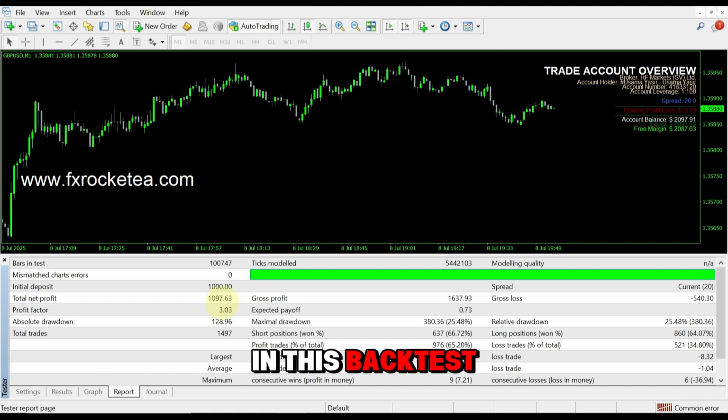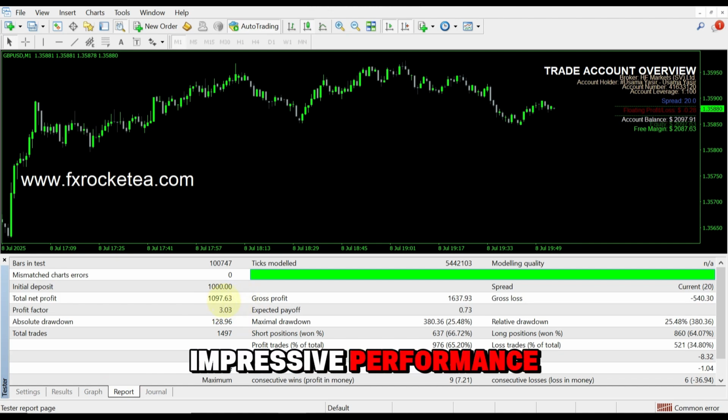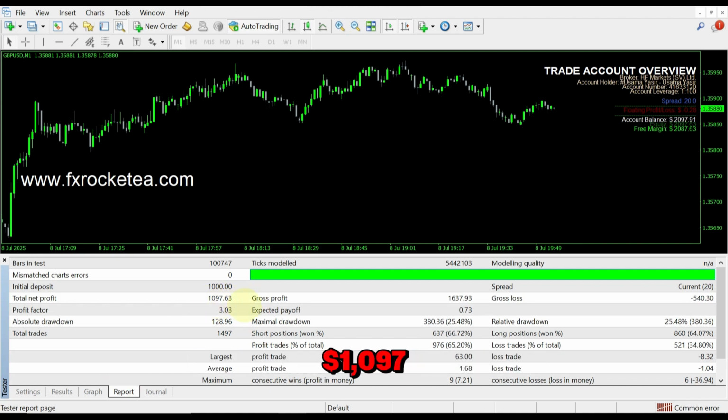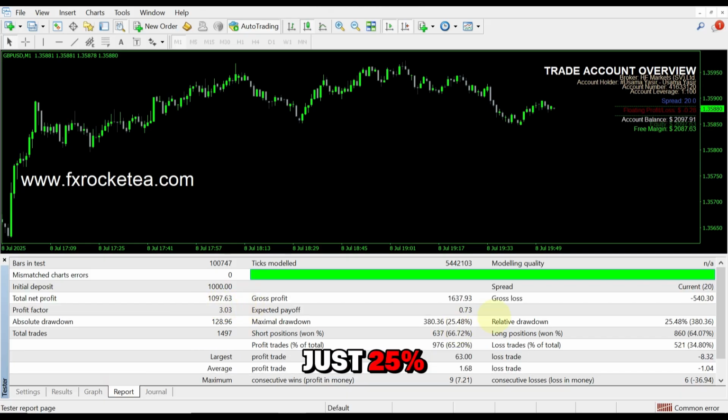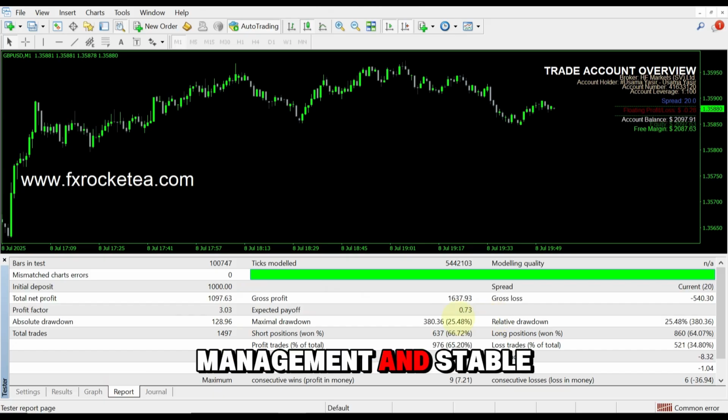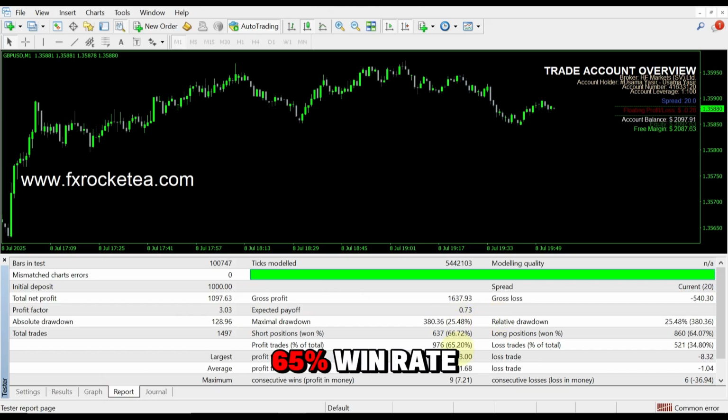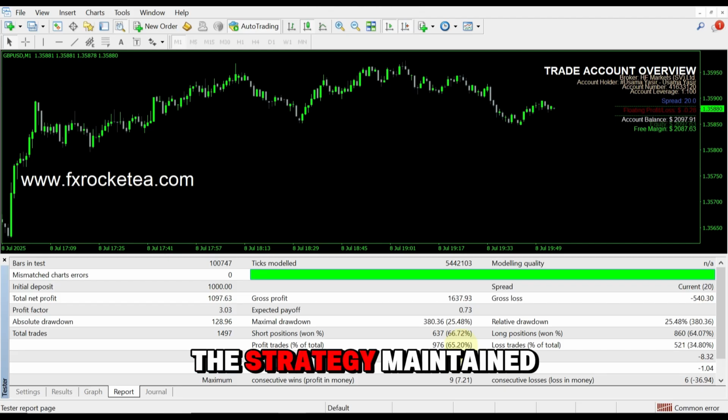In this backtest, the EA delivered impressive performance with a total net profit of $1,097. The maximum drawdown stayed controlled at just 25%, showing strong risk management and stable performance. With a solid 65% win rate, the strategy maintained high accuracy across trades.